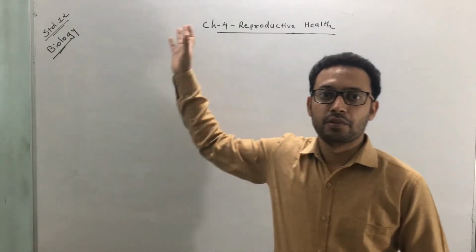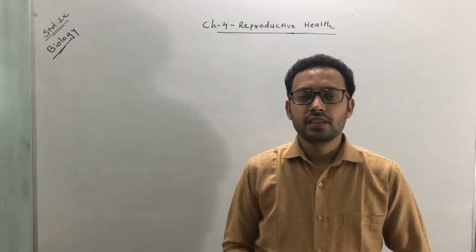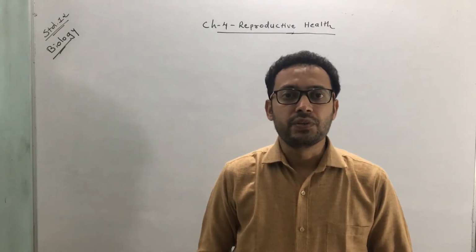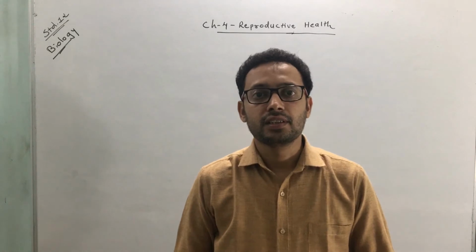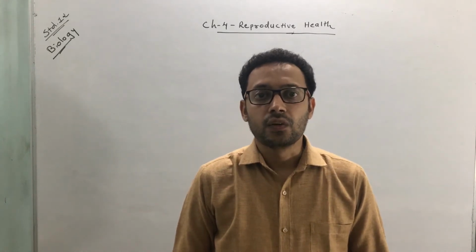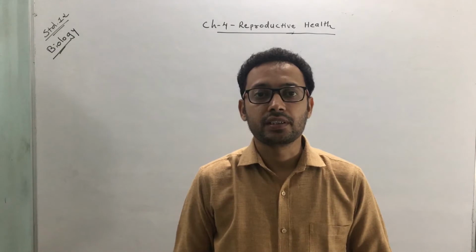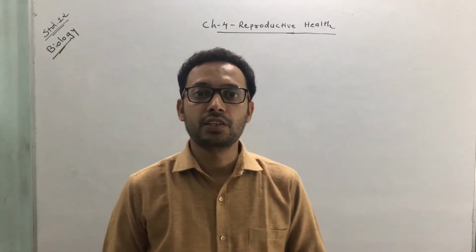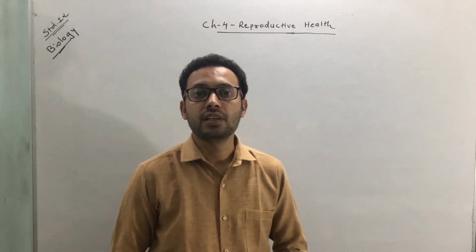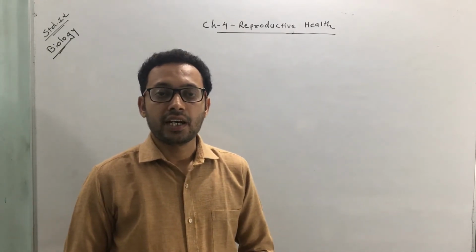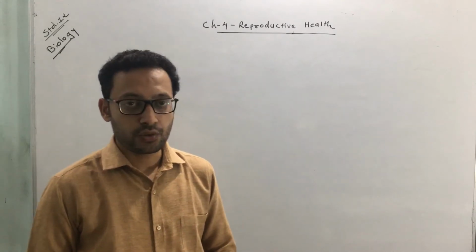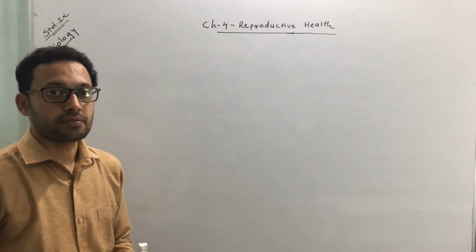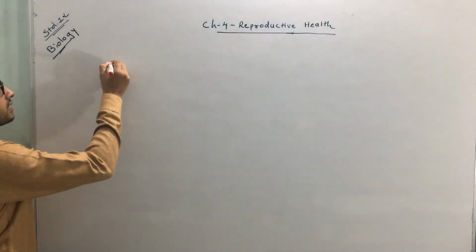We were discussing chapter number 4, reproductive health. We have discussed a few aspects of reproductive health in the previous sessions. We have discussed what reproductive health is, why it is necessary, what its importance is, and we have also discussed the various types of contraceptive methods, meaning birth control methods, that is the main aspect of reproductive health. Now we have to move ahead, and today we are going to discuss the diseases of the reproductive system, or the sexually transmitted diseases.